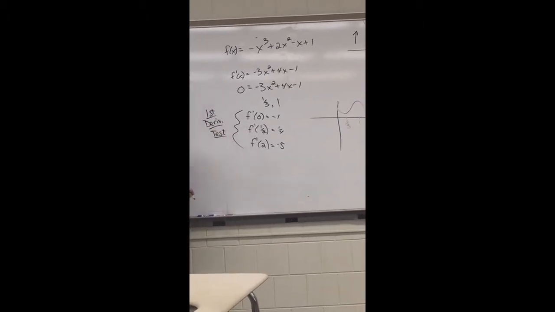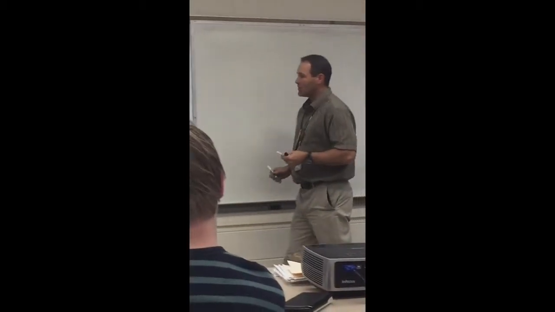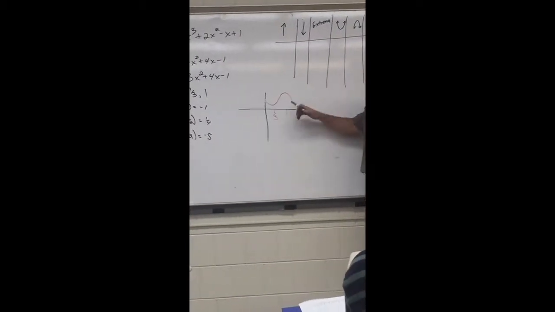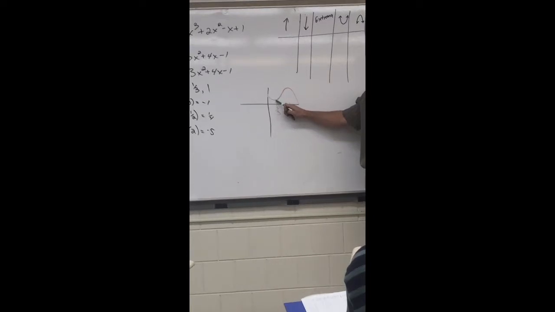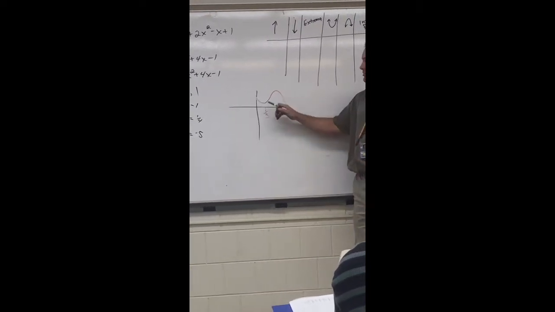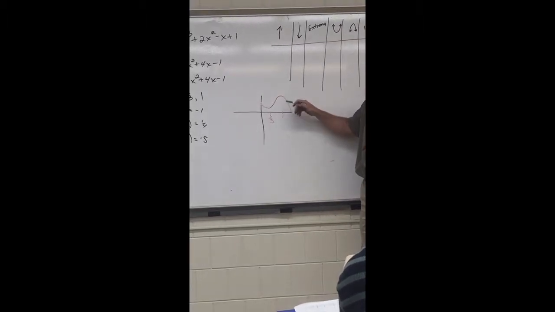A better test would be to check the concavity. Concavity means whether it holds water or sheds water. Right here, would you see that it holds water? Yes. Right here it's going to shed water. So if it opens up, it's concave up. Opens down, it's concave down.